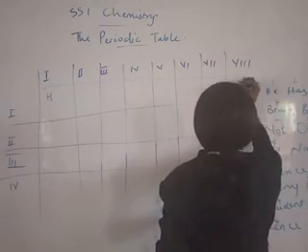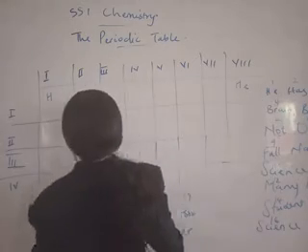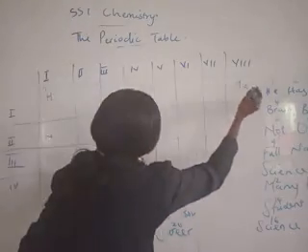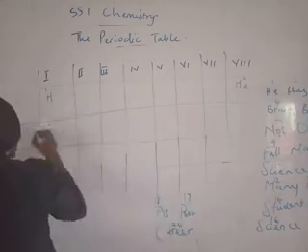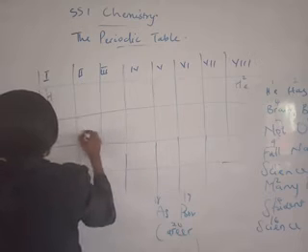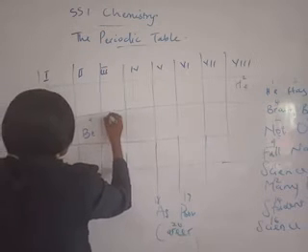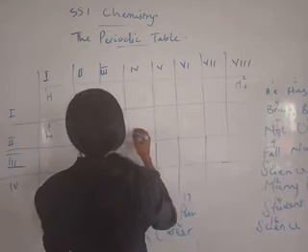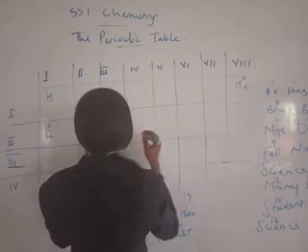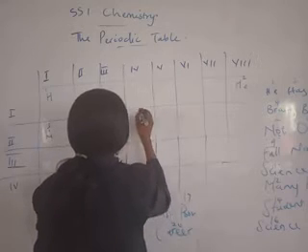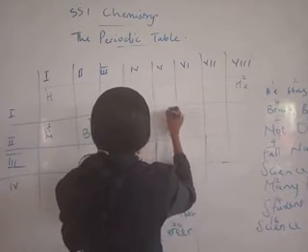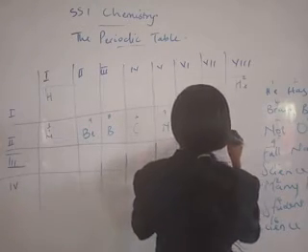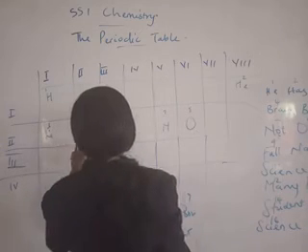Helium is a noble gas, so we'll put it in group 8. The next one is lithium, atomic number 3. Next is beryllium, atomic number 4. Next is boron, atomic number 5. Next is carbon, nitrogen, oxygen. I made a mistake. 3, 4, 5, 6, 7.